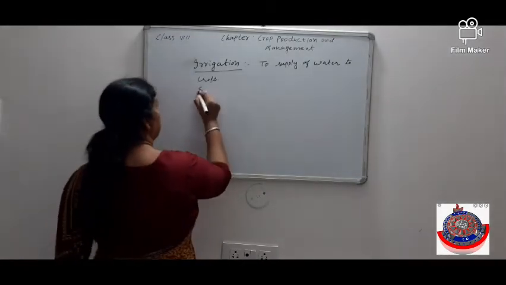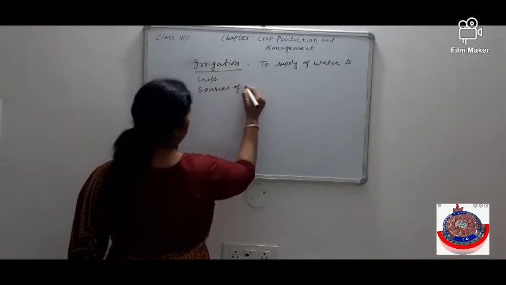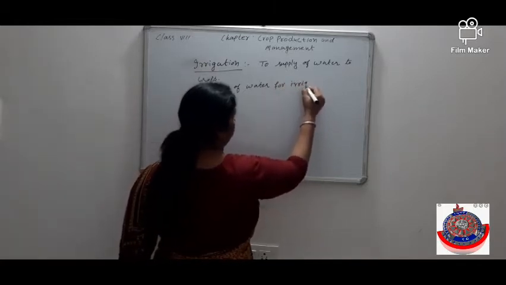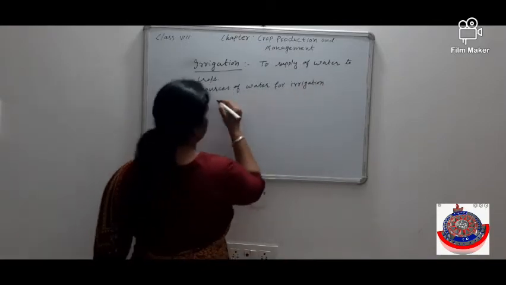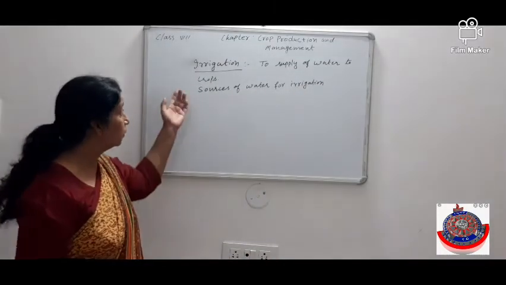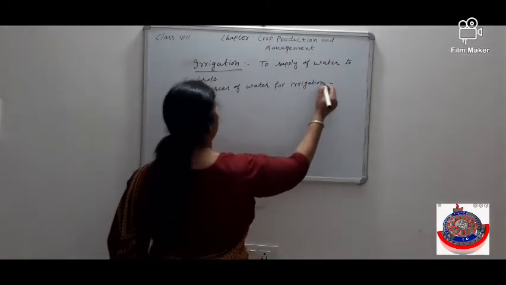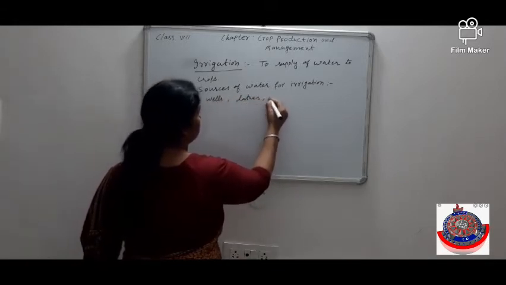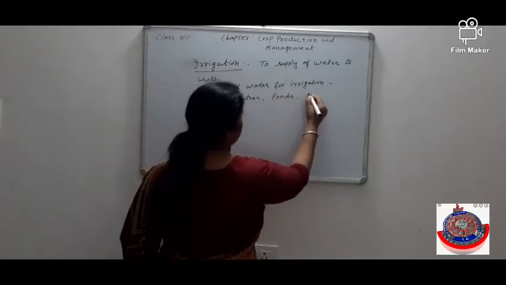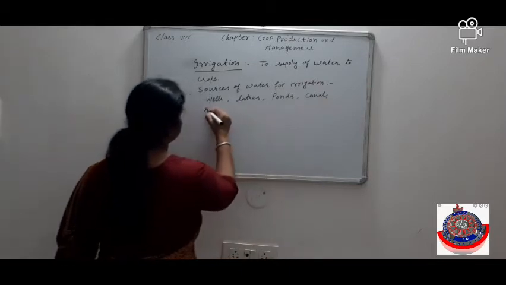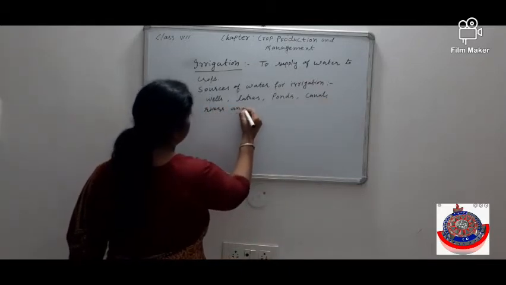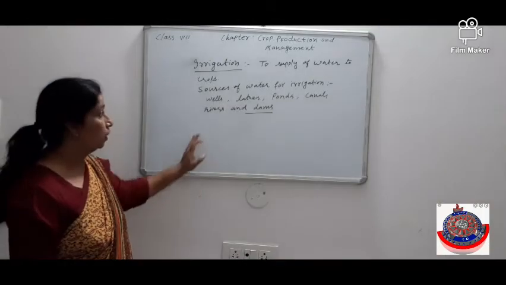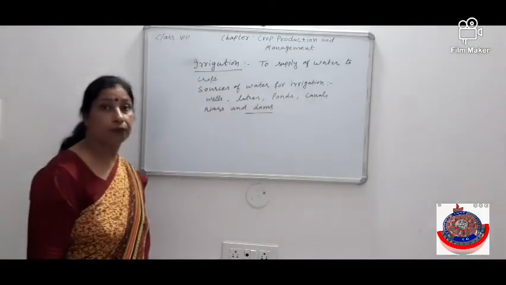Sources of water for irrigation. From where we can give the water to the crops? These sources are wells, lakes, ponds, canals, rivers, and dams. With these water sources, we can irrigate the crops.